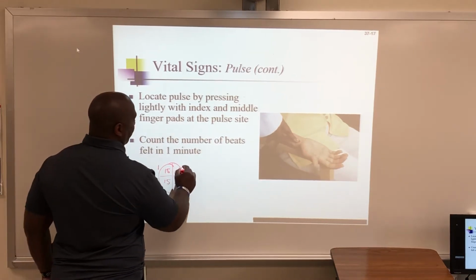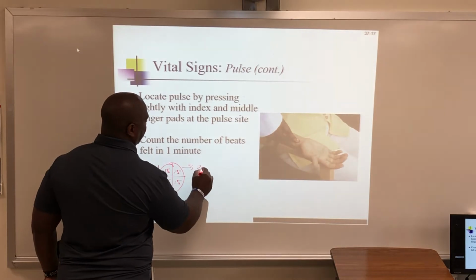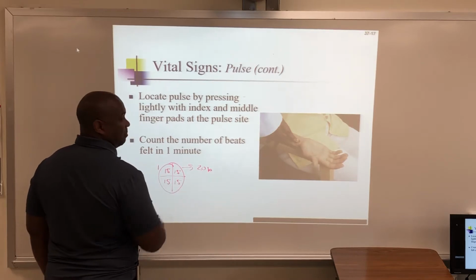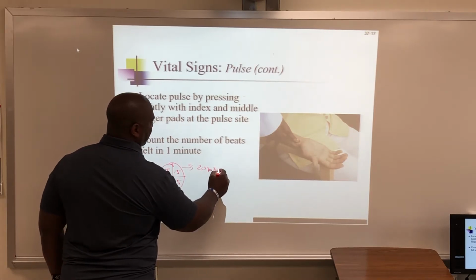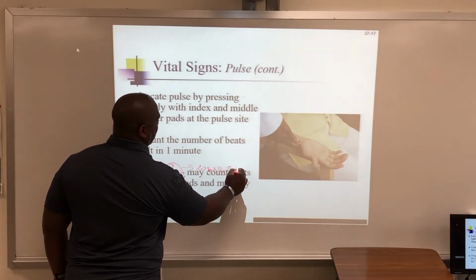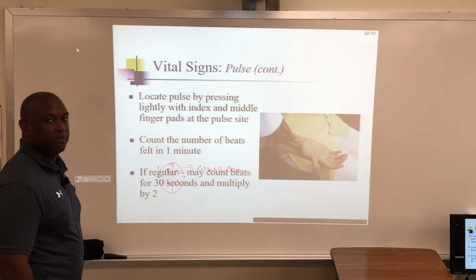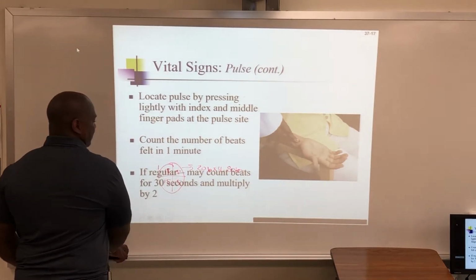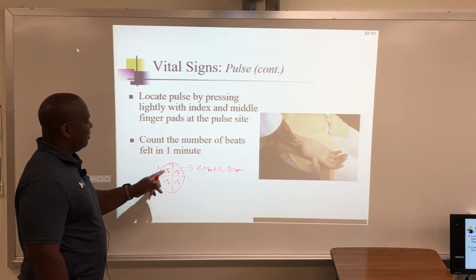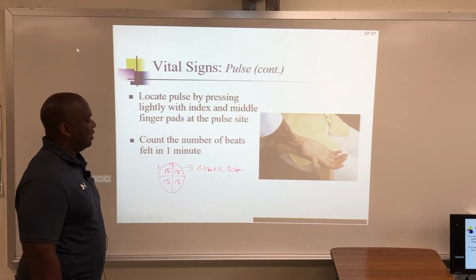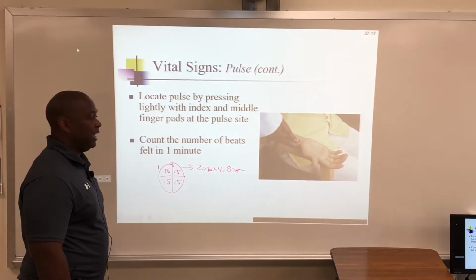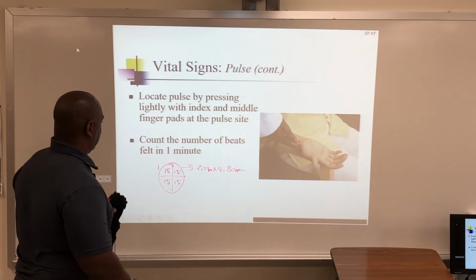So if we count and we have 20 beats in 15 seconds, how many do we have in a minute? 20 times 4 is 80 beats per minute, okay? That's how easy that is, guys, all right? 15, 15, 15, 15 makes 1 minute. 20 beats, 20 times 4 equals 80 beats per minute, okay? All right.